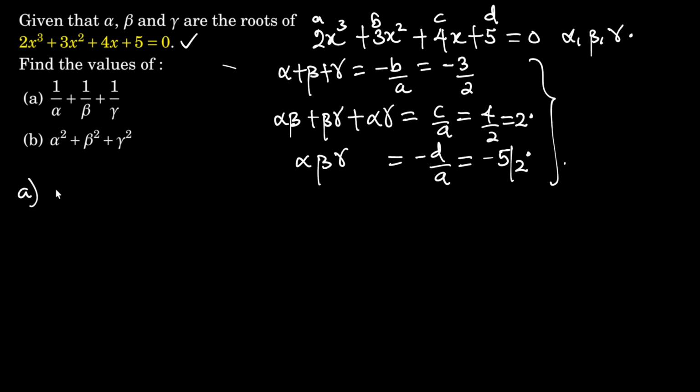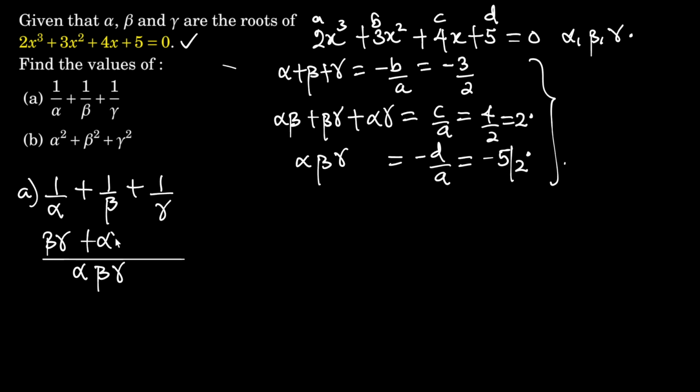So for the first one, we have 1 over alpha plus 1 over beta plus 1 over gamma. So we can find the LCM, and the LCM is going to be alpha beta gamma. This is beta gamma, this is alpha gamma, and this is alpha beta. Now coming back here, we know what alpha beta, beta gamma, and alpha gamma is, which is 2, similar to what you have here at the numerator. So the whole of the numerator becomes 2.